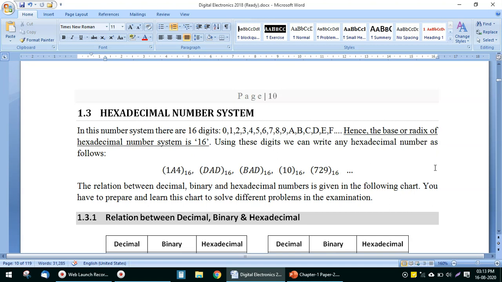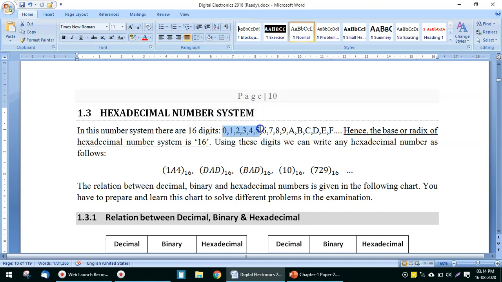In the hexadecimal number system there are 16 digits. We have now seen two number systems. First, we are already familiar with the decimal number system. Then we just studied the binary number system. Now there is the third number system, the hexadecimal number system. Here hex stands for 6 and deci stands for 10. So in all, this number system has 16 digits. So 10 plus 6, that is 16 digits.